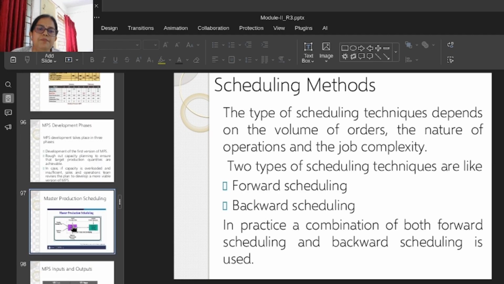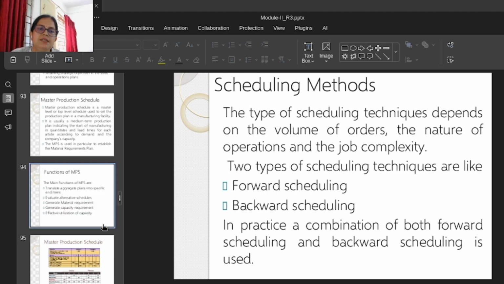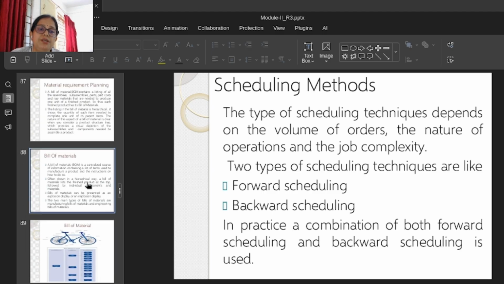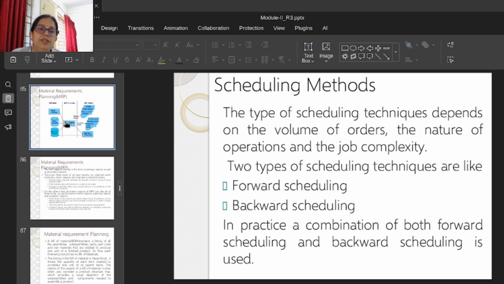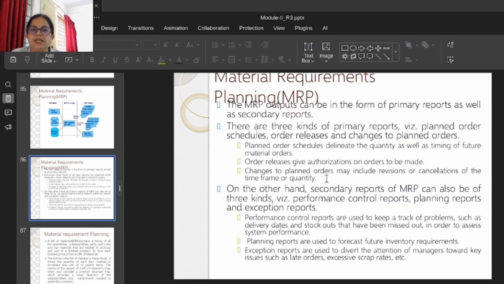So this is the MPS. And inventory transaction is nothing but the inventory level. We need to check what is the level of inventory, or how much inventory we need to have. Then what is the output of the MRP? The output of MRP is in the form of primary report and secondary report. Let us discuss in detail.